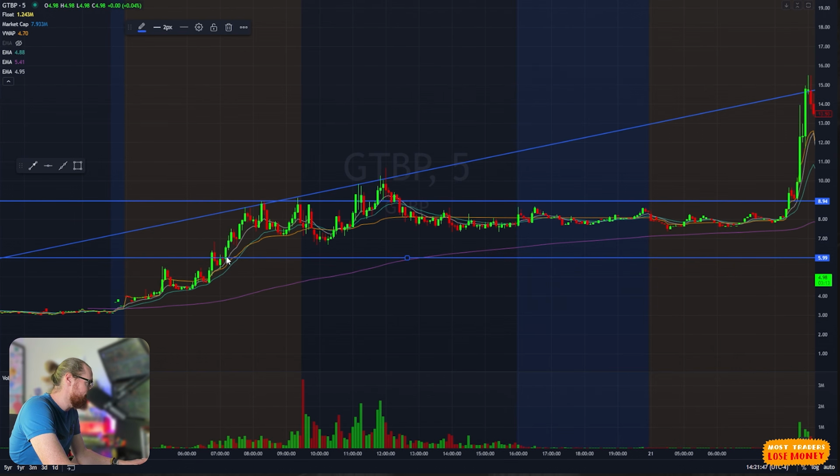So there's a little battle that was happening here around $6. There's a little battle that's happening here around $7. There's another little battle that happens around $8. This is very common. Now, as this pushed higher here, we saw the same thing.